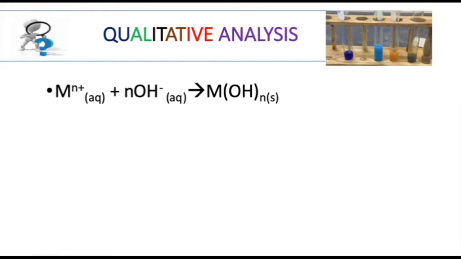This can be summarized by the general ionic equation shown here. Mn+ is the cation, and we have it interacting with the hydroxide ion, and this will give us our precipitate, M(OH)n. n depends on the valency. So if we have something that's in group 2, we know that n is going to be equal to 2. And we will look at that a little bit further on.